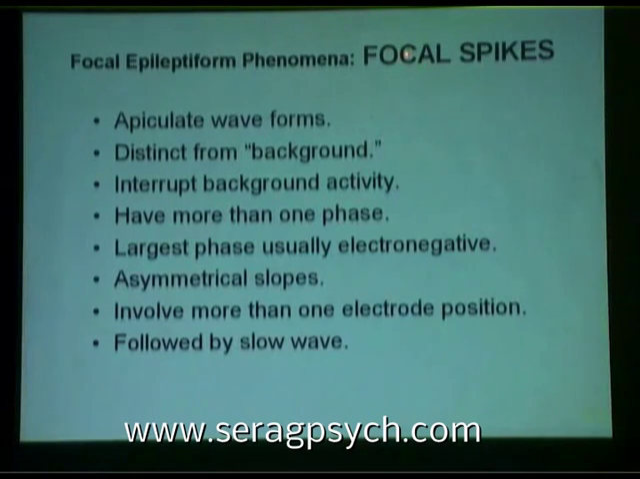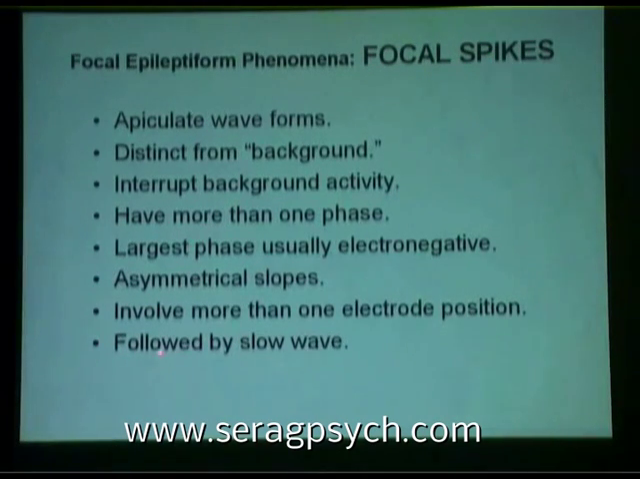Spikes, even though they come from one area, probably involve more than one electrode position. So if you see a great big spike and it's only one electrode position, you better think of artifact, and that's why we had that artifact lecture before.